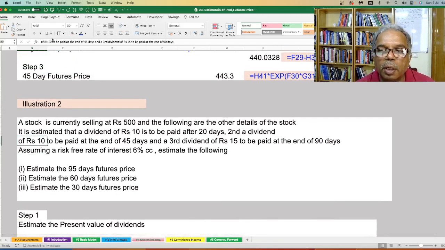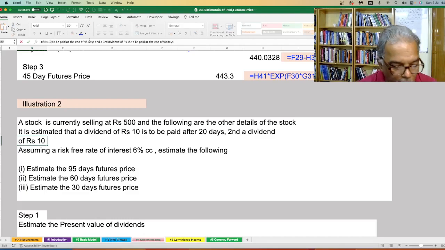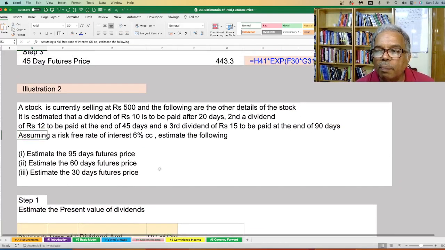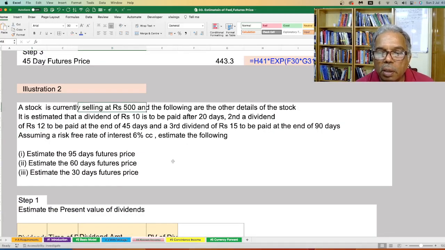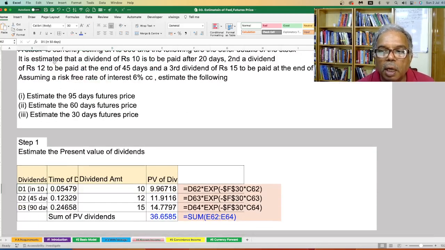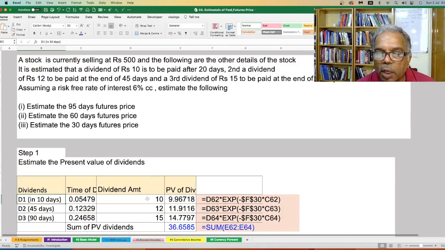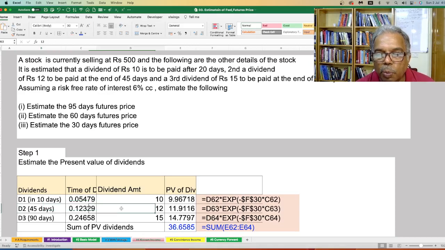So let me just alter this one. The second dividend has to be paid, rupees 12, at the end of the 45 days. So what is given here? The current price is 500 and the first dividend is paid at the end of 20 days, and that is nothing but 10. The second dividend is paid after 45 days. The third dividend is paid at the end of 90 days. So we have to estimate three futures which have different expiry times. One is the 95-day futures, 60-day futures, and 30-day futures.